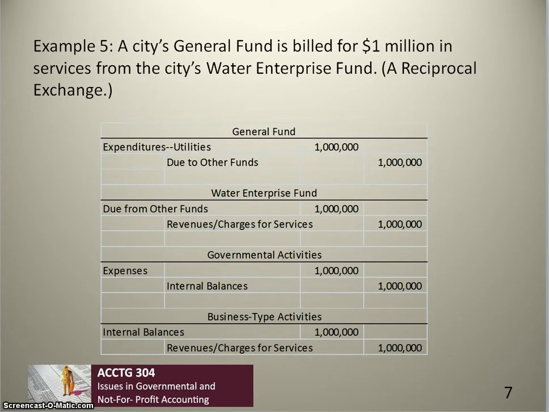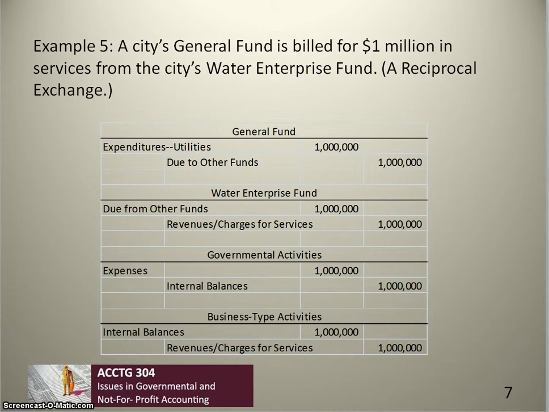Example 5. This is an example of a reciprocal exchange. In this case, the general fund is billed $1 million for services from the city's water enterprise fund. So that in effect, the general fund is purchasing water from the water enterprise, and in this case has received a bill of $1 million. So in this case, the general fund, which is the purchasing fund, recognizes the transaction as an expenditure and recognizes the fact that it now has a bill in hand by recording an amount due to other funds of $1 million. This is a payable.